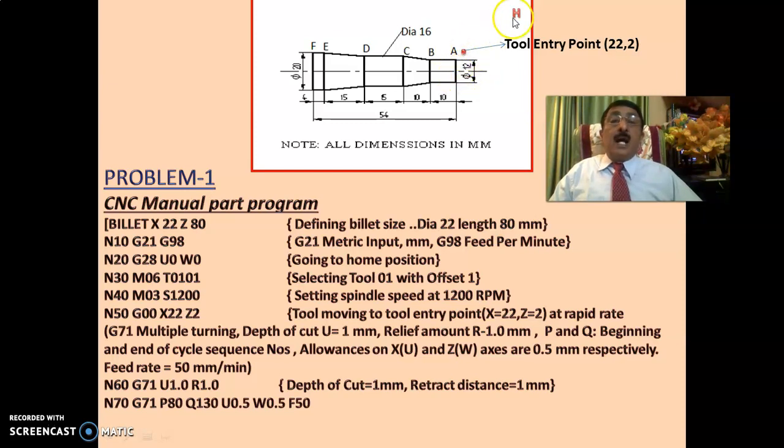Okay, then I have come to one very safe position where it is not touching the workpiece. It is not touching the billet. It is X22 Z2. Then use multiple turning cycle and all that.